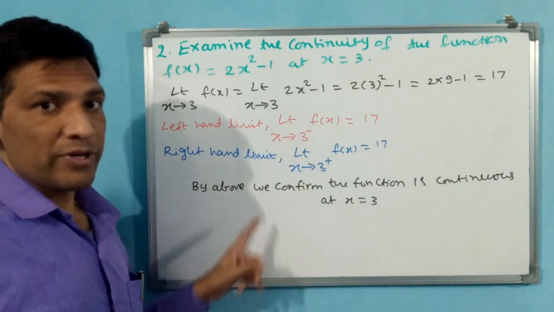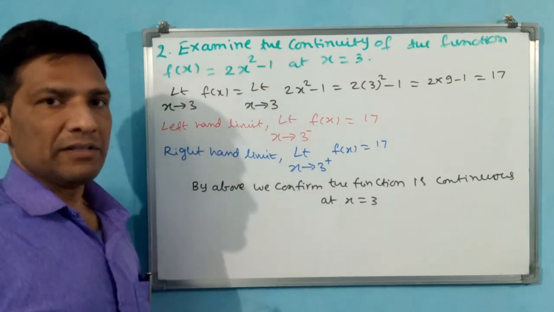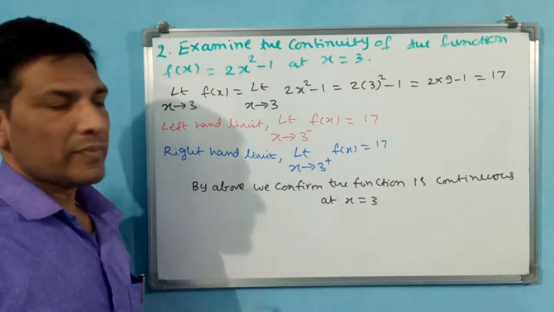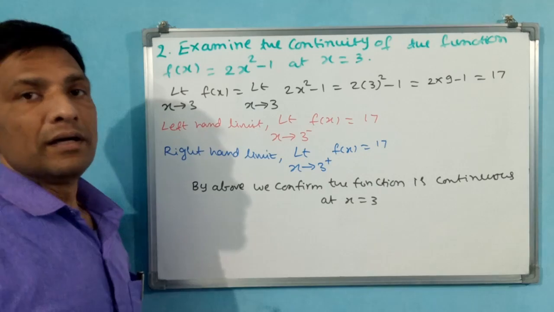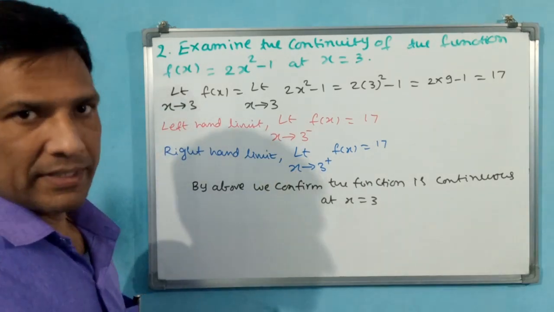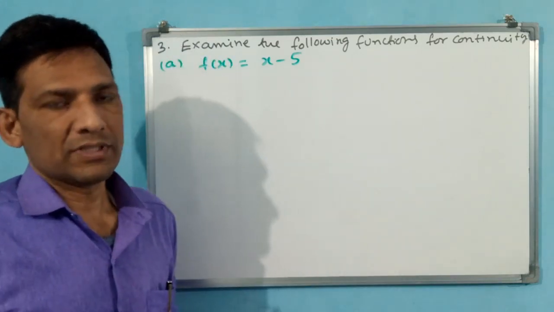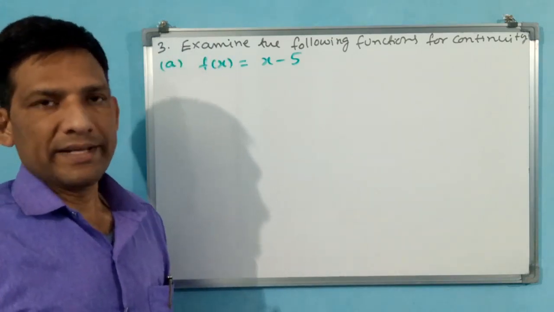Third question is going to come like that. This function is continuous at any value. Okay, let us proceed to the third question. Third question, 4 parts are there. See the third question, 4 parts are there, A, B, C, D.